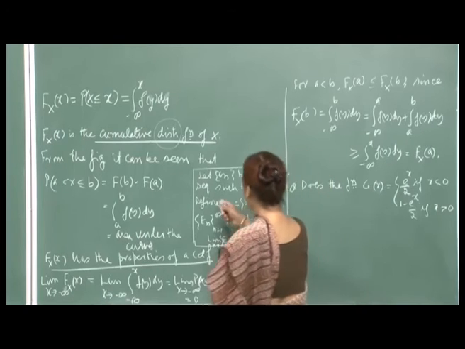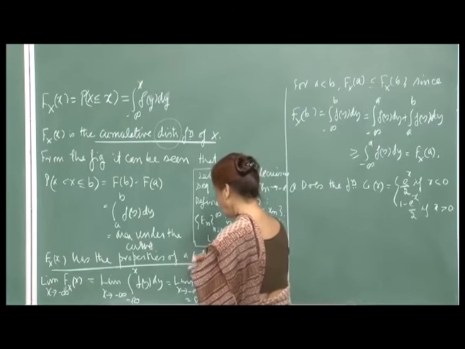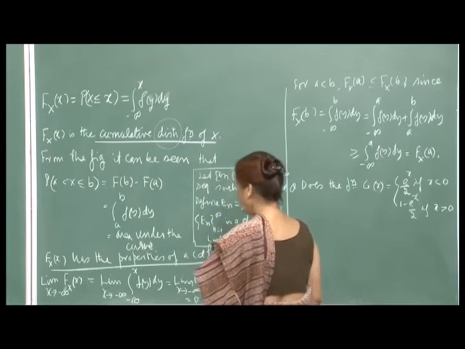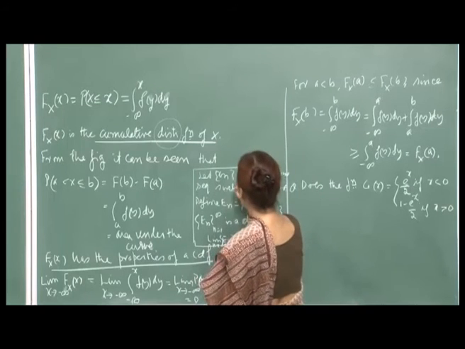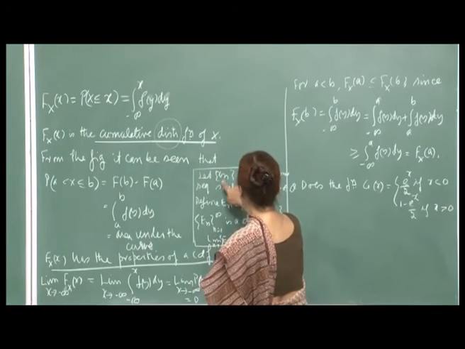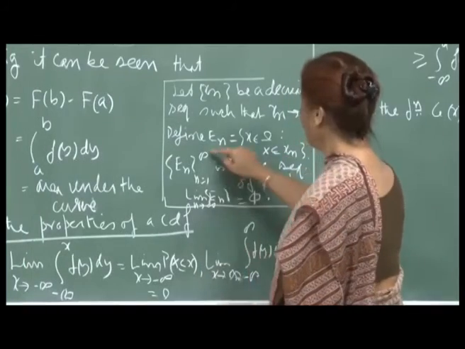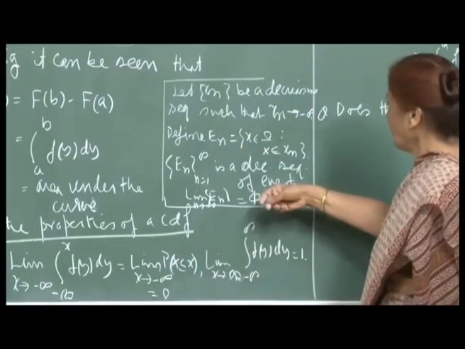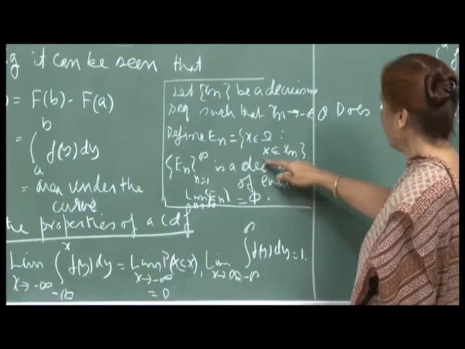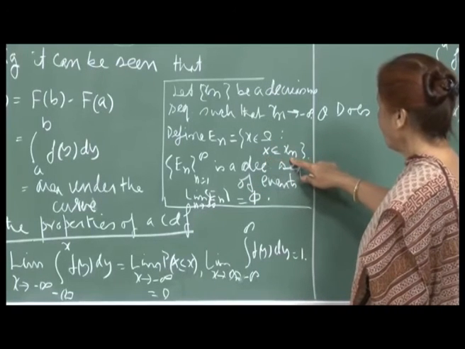Now, for this the argument may look repetitive, we have already used it elsewhere, but let me just repeat it. Let x_n be a decreasing sequence such that x_n is going to minus infinity. Now, we define the events E_n, which are all points in the sample space for which capital X is less than or equal to x_n.